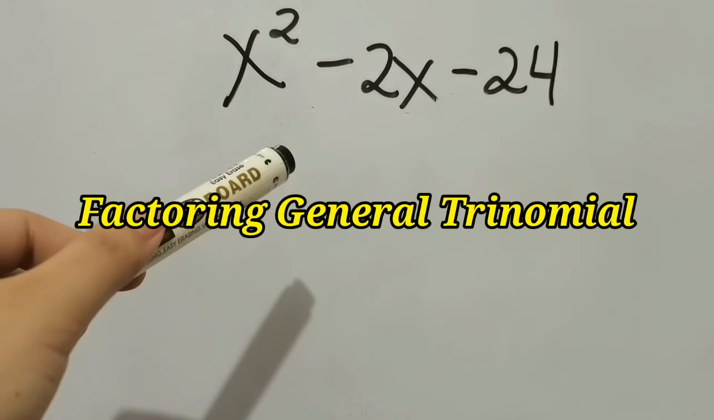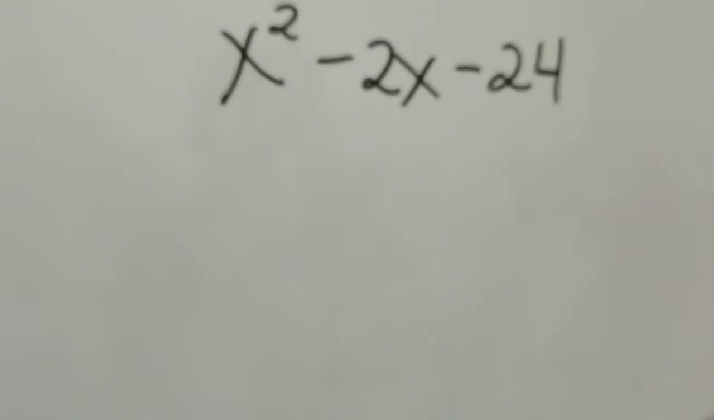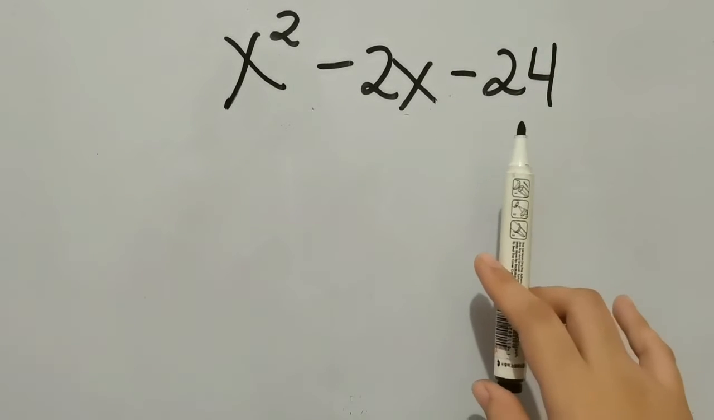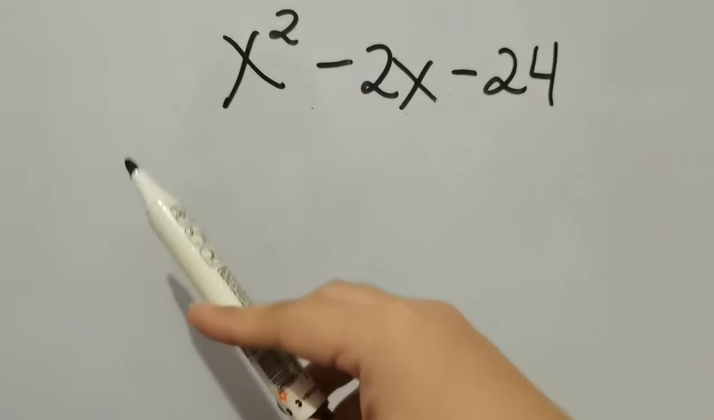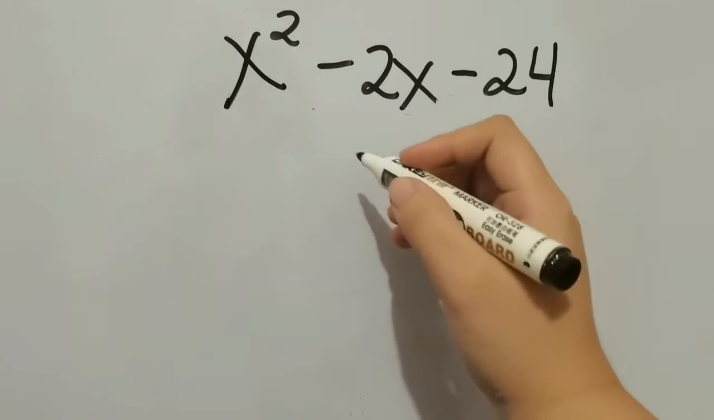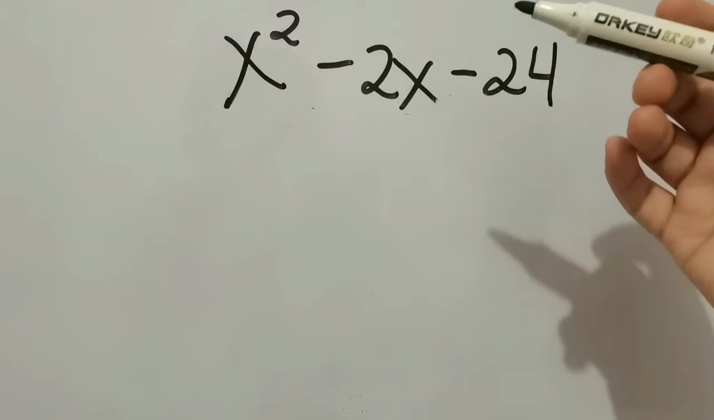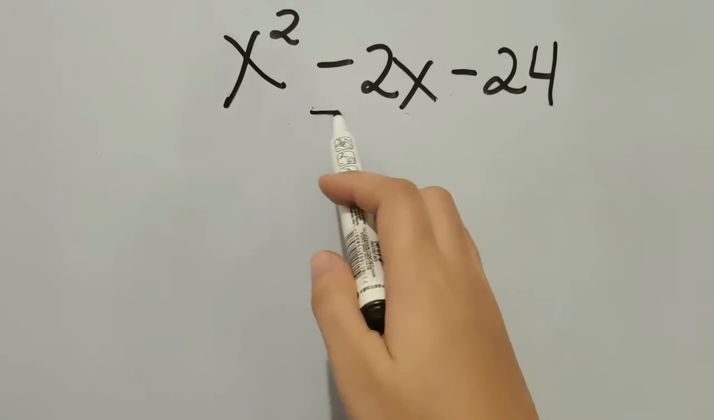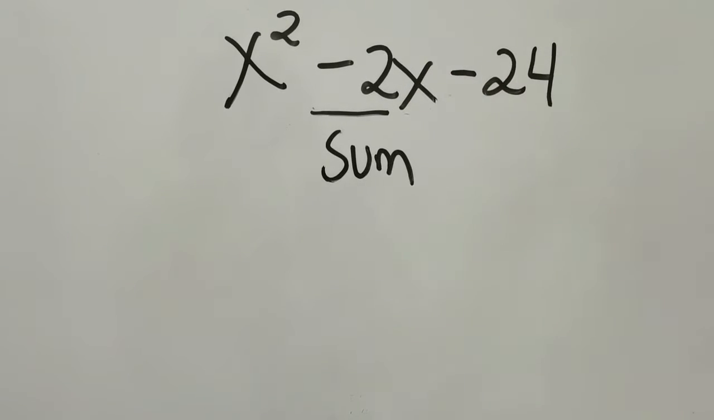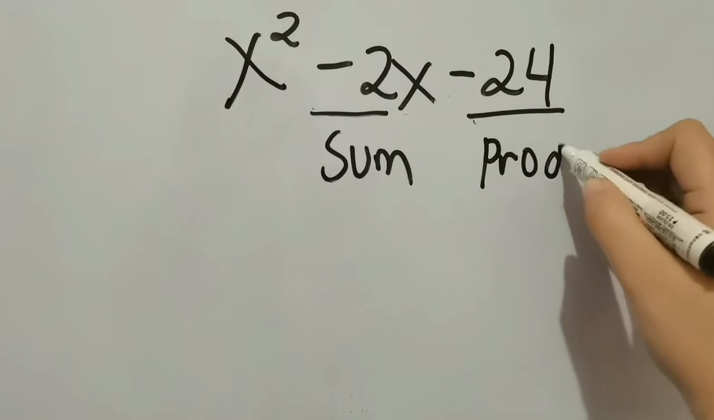We are now in the fifth factoring method, which is factoring a general trinomial. Okay, so we have x squared minus 2x minus 24. This one is a general trinomial. And we have to think of two numbers to factor this one. Two numbers that when we add, the sum is the second term, or negative 2. Okay, so this one is the sum. And negative 24 is the product.